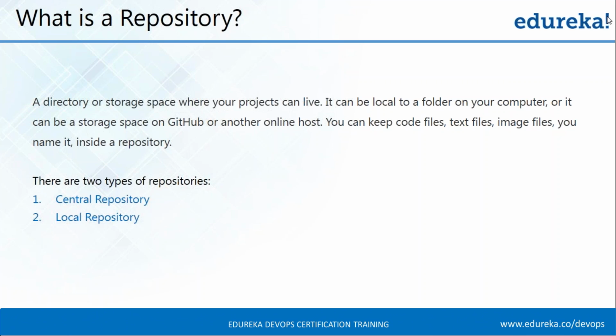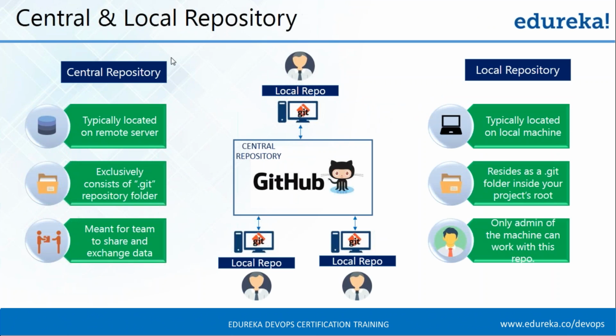Like I have been chanting since the start of this tutorial, we have got two kinds of repositories: the central repository and the local repository. Now let us take a look at what these repositories actually are. On my left hand side you can see all about the central repository, and on the right hand side is my local repository. The diagram in the middle shows you the entire layout. The local repository will be inside my local machine, and my central repository for now is going to be on GitHub. My central repository is typically located on a remote server, and like I just told you, it is typically located on GitHub.